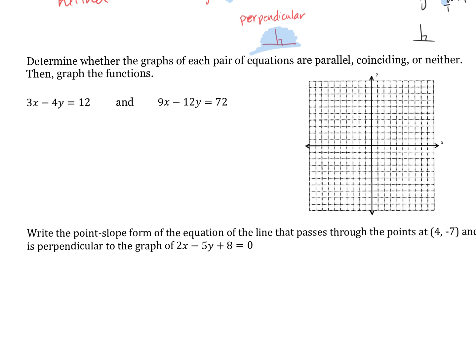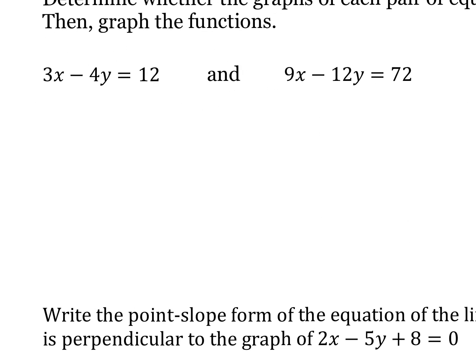Okay, let's look at this next one. I gave you a little graph. I said, determine whether these are parallel, coinciding, perpendicular, neither, then graph them. Again, what do we need to do first? Let's get that into y equals mx plus b. Do you want to subtract 3x or add 4y? Subtract 3x. So you're saying negative 4y equals negative 3x minus 12?